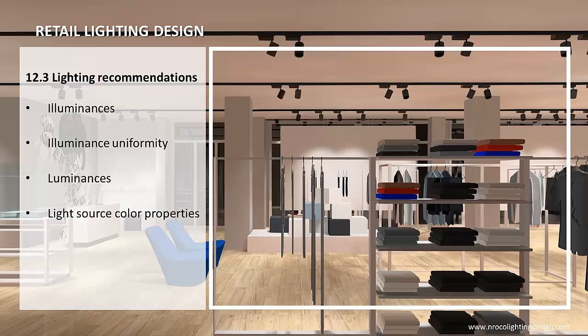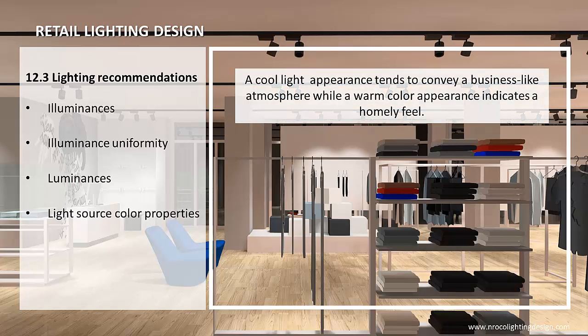Chapter 12.3.4 Light Source Color Properties. The color appearance of the light used in a shop will contribute to the message of lighting sent to would-be shoppers. A cool light appearance tends to convey a business-like atmosphere, while a warm color appearance indicates a homely feel. As a general rule, the color appearance of the light sources used changes from cool to warm as the shop profile moves from low budget to exclusive.